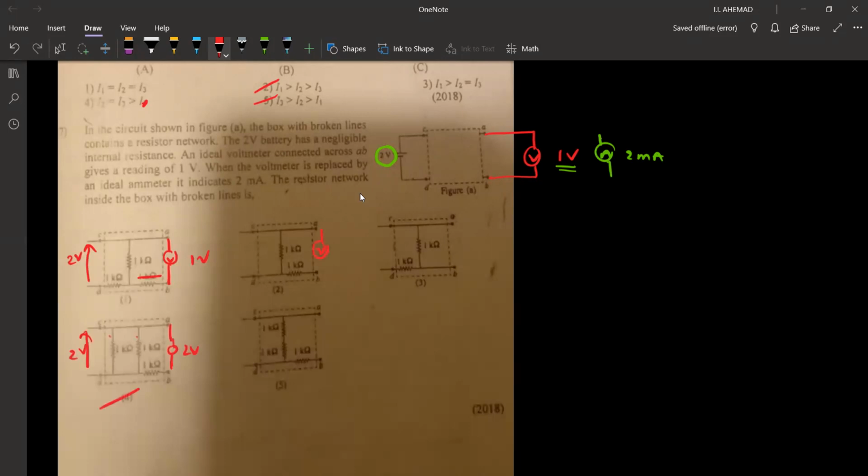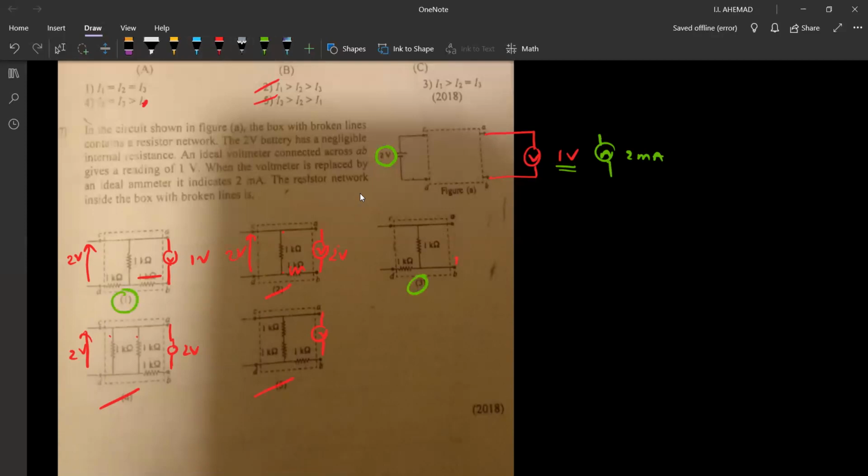Let's try connecting here. If I connect the voltmeter here, this also would read 2 volt because there is no current through this. The potential difference will be 2 volt. Therefore, the second is also not possible. Third one is possible. Fifth one is also not possible. So is it clear how I selected 1 or 2? The answer has to be 1 or 2.